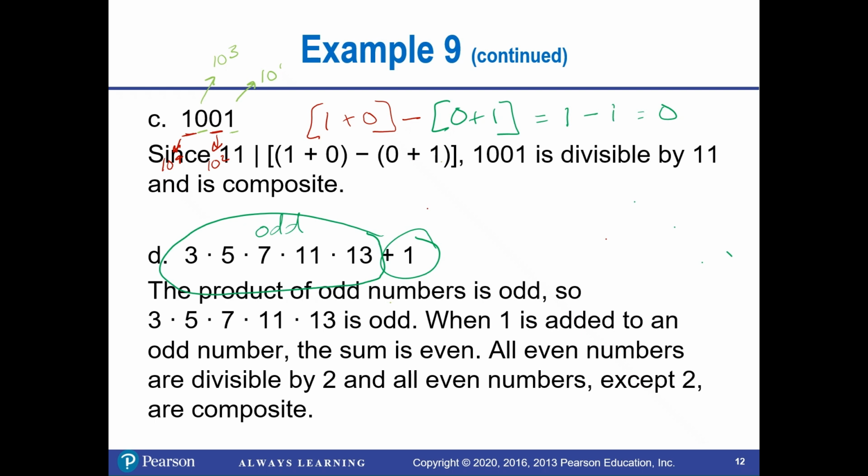So since the product of odd numbers is odd, 3 times 5 times 7 times 11 times 13 is odd. When we add 1 to an odd number, the sum is even. And all even numbers greater than 2 have to be composite. So this is a composite number.